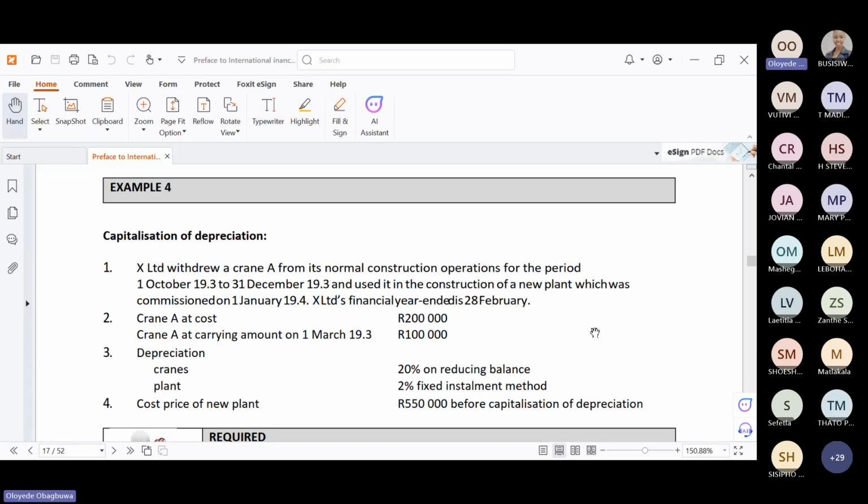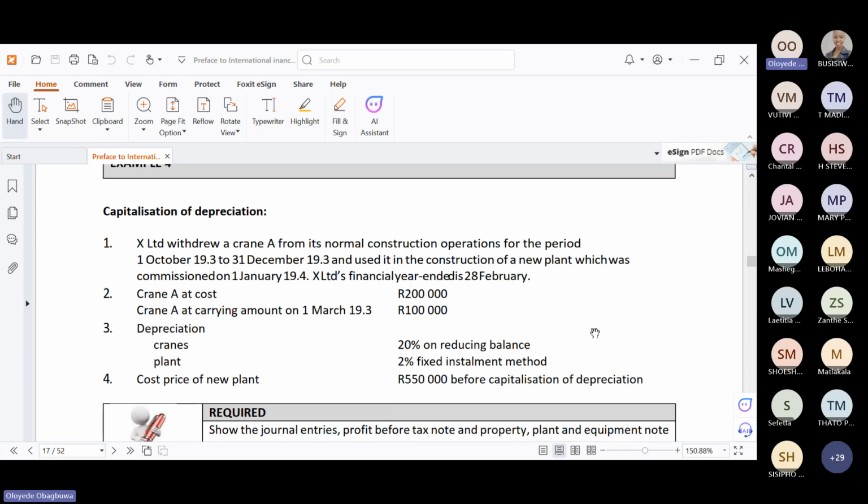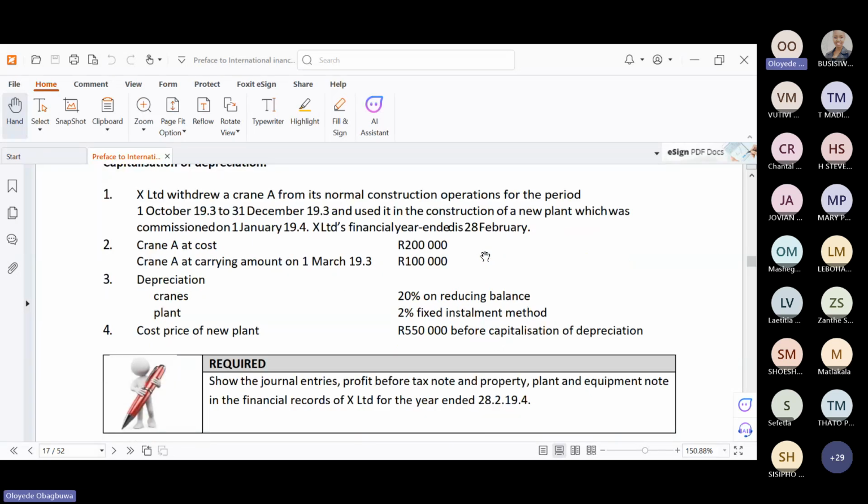The cost of the new plant is 550 before capitalization of depreciation. The questioner is now saying, show the journal entries, profit before tax note and property, plant and equipment note in the financial records of X Limited for the year ended 28/2/1904. Okay, so if it is 28/2/1904, it means the financial year will have started 1st of March.